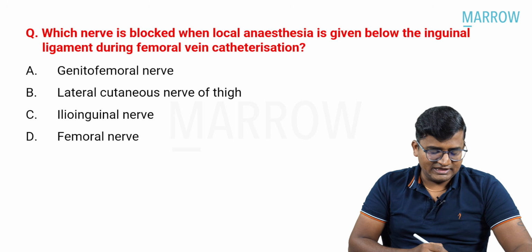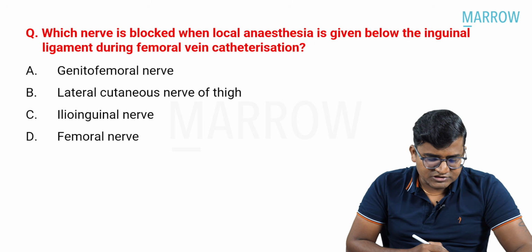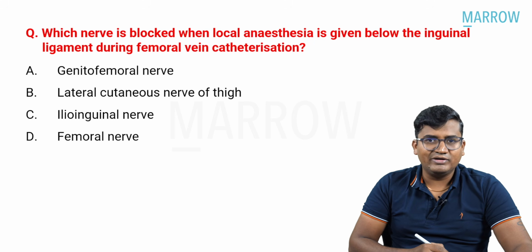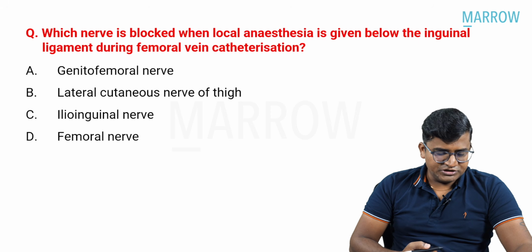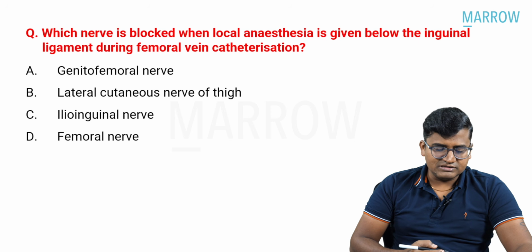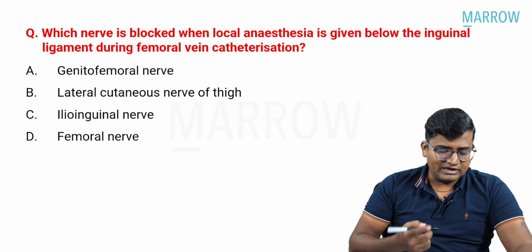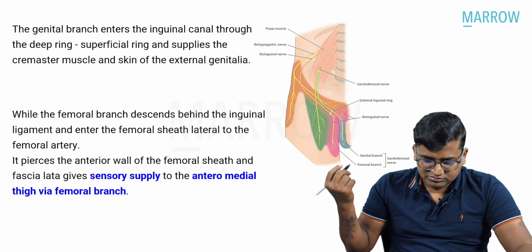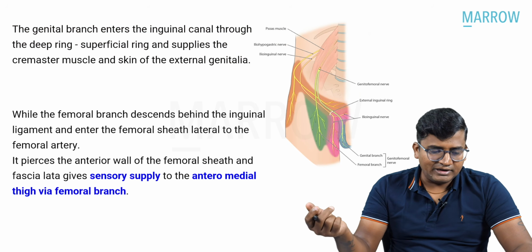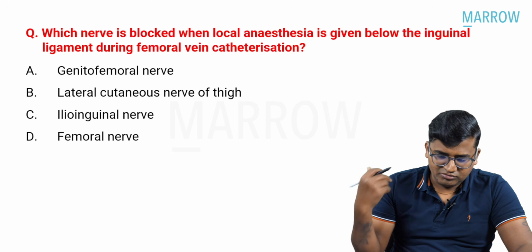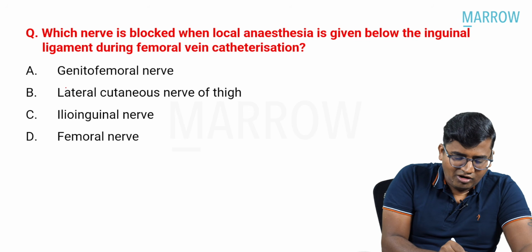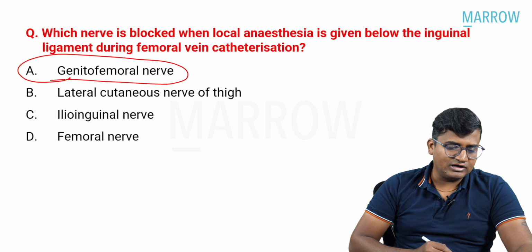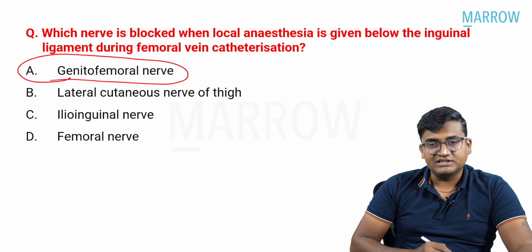One last question in session 1. Which nerve is blocked when local anesthesia is given below the inguinal ligament during femoral vein catheterization? Option A, genitofemoral nerve, B, lateral cutaneous nerve of thigh, C, ilioinguinal nerve, and D, femoral nerve. Now see the diagram. So in this diagram, below the inguinal ligament, the nerve blocked is our genitofemoral nerve. That is the nerve we block below the inguinal ligament for femoral vein catheterization.